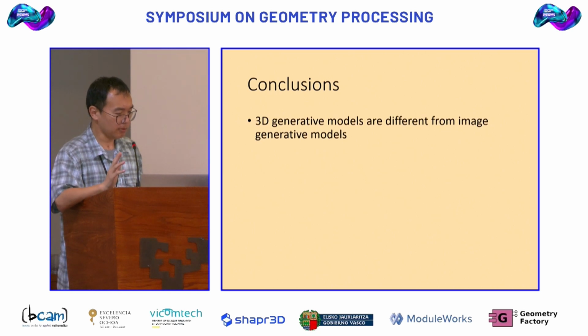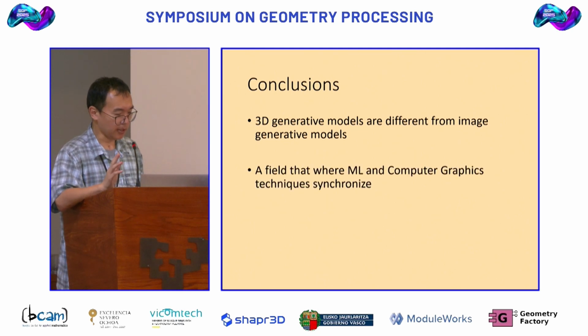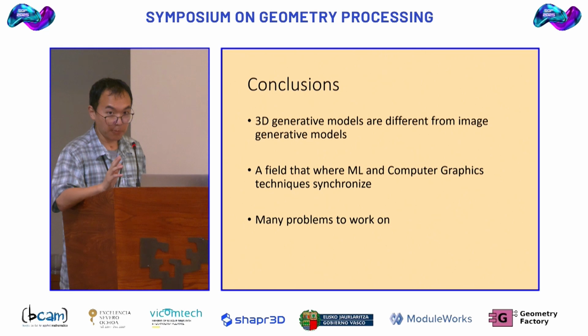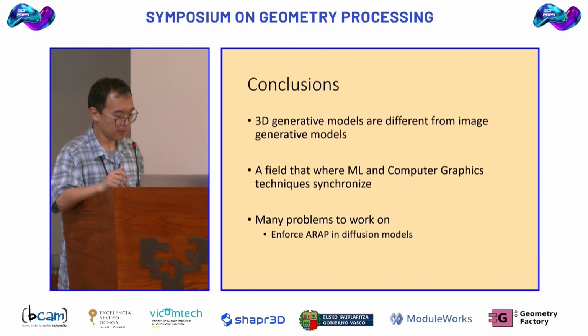So we want to say that 3D generative models are different from image generative models, right? And this is a field where machine learning and computer graphics techniques synchronize. Many problems to work on, right? I'm here for a couple of days. I'm very happy to talk to you if you are interested.